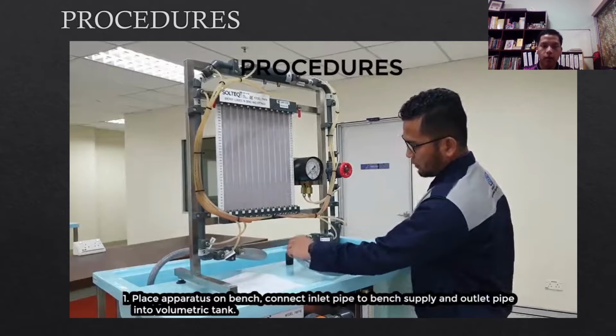Number 1, place the apparatus on the bench, connect the inlet pipe to the bench supply and the outlet pipe into the volumetric tank. So we place the apparatus first and then connect the inlet pipe here to the bench water supply, and then the outlet pipe into the volumetric tank. The volumetric tank is actually on the bottom side.